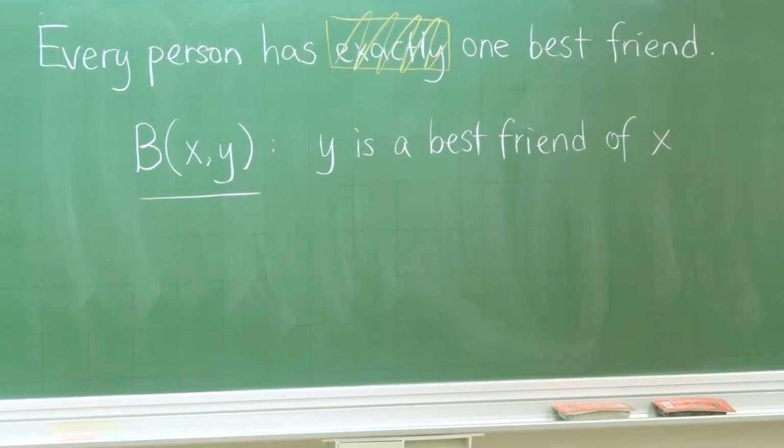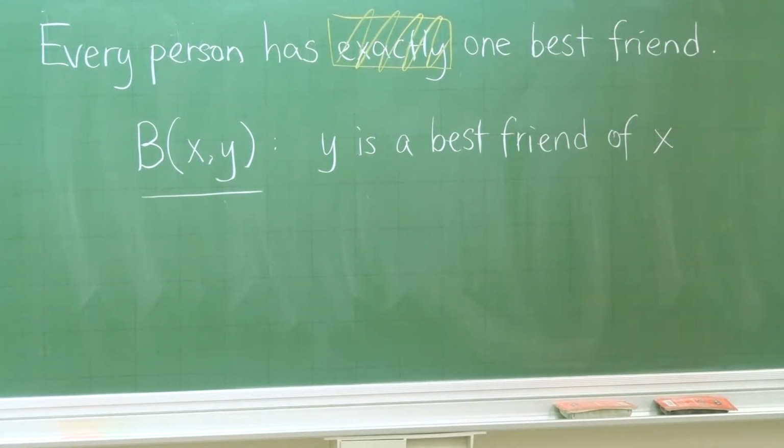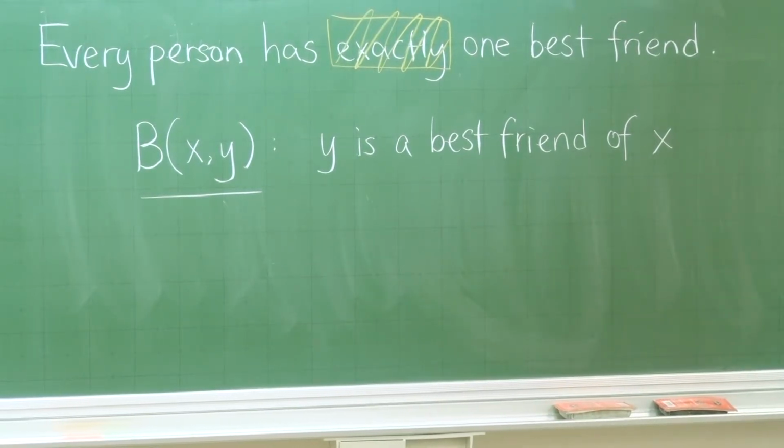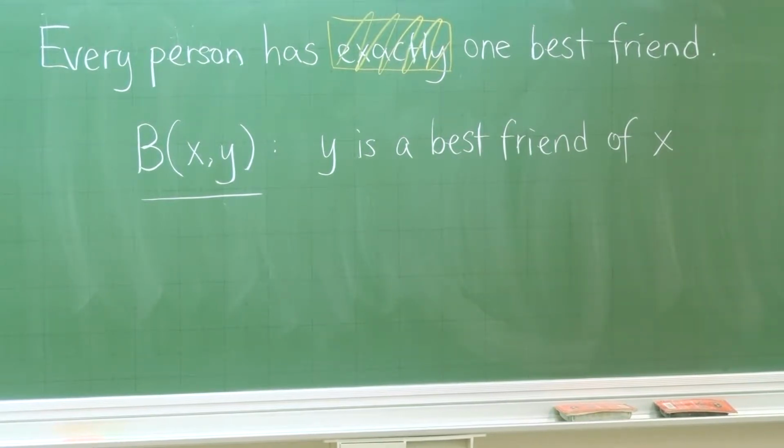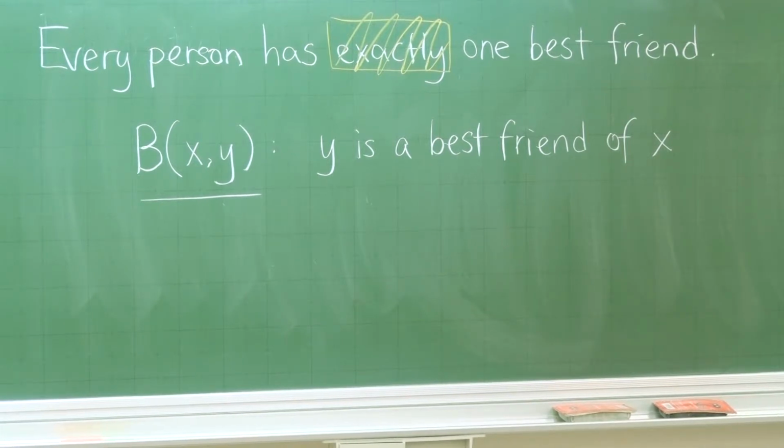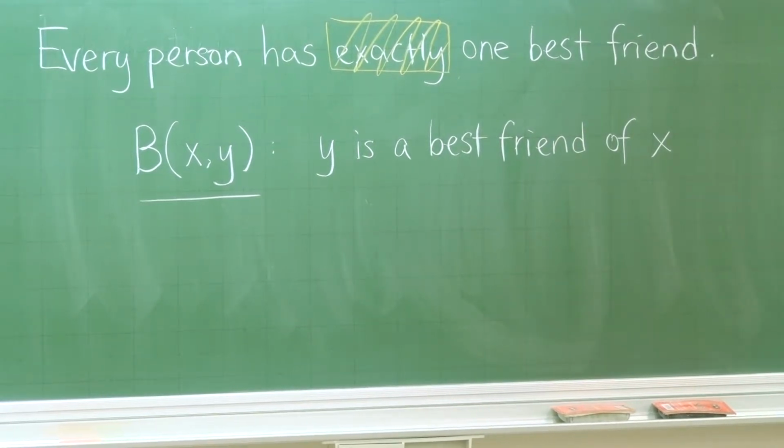If I'm saying that every person has one best friend, where one means one or more, then in that case, what should the sentence look like? Every person has one best friend. It's not that there exists a best friend, some person who is the best friend of everyone. So which one goes first? For all goes first, or there exists goes first? For all goes first.